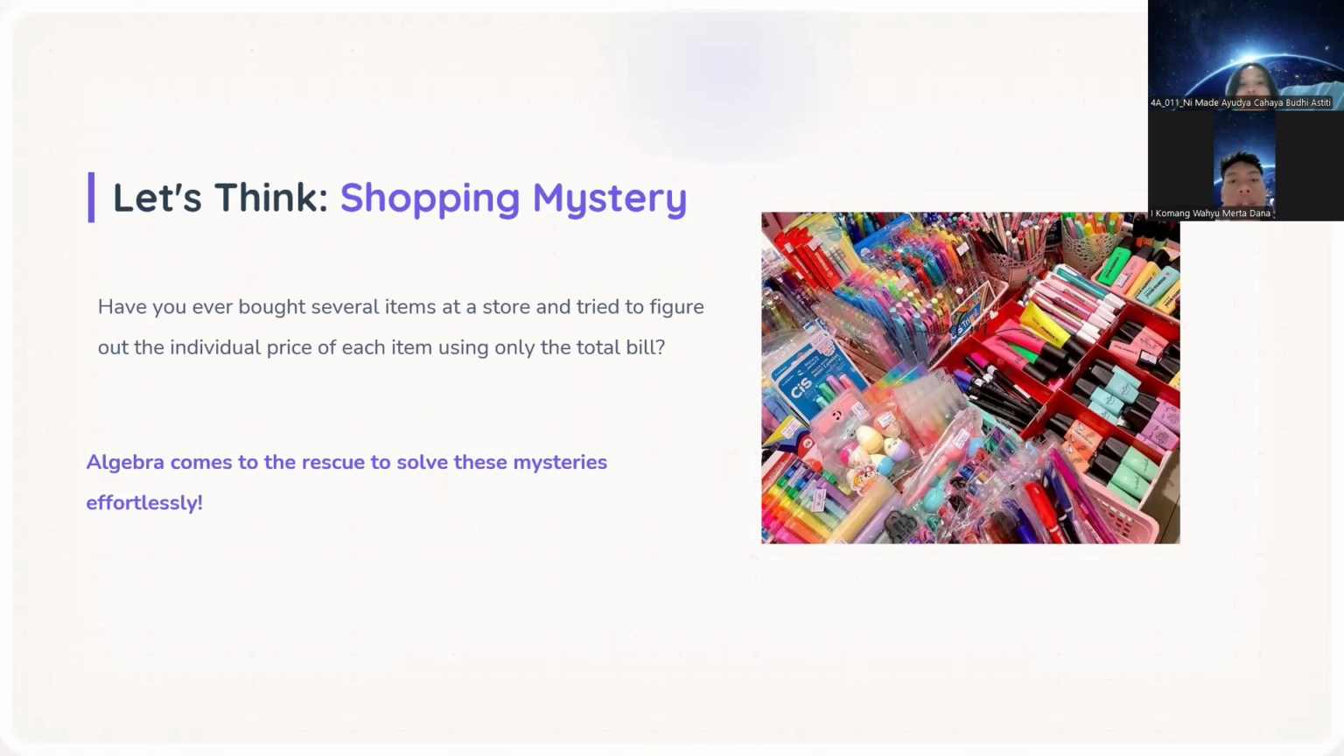Exactly, Wahyu. So problems like that can be solved using a linear equation system. And today we will learn about what a linear equation system is, how to solve it, and how it is used in real life. And let's get started.